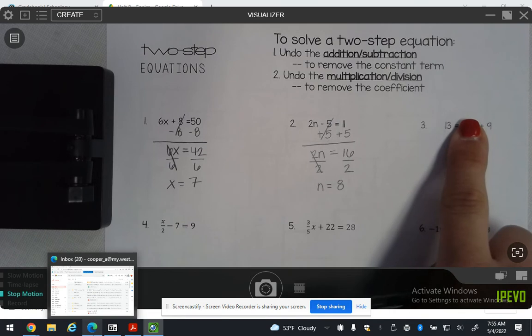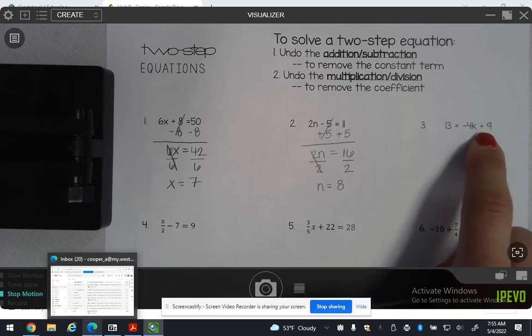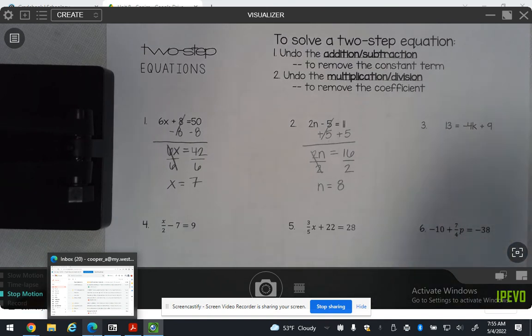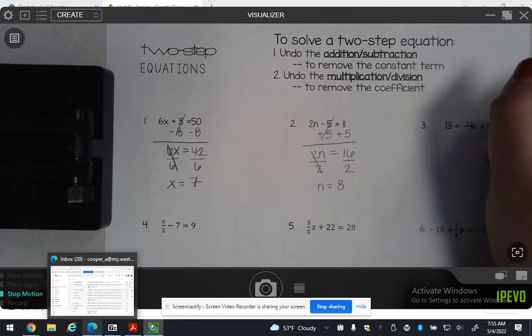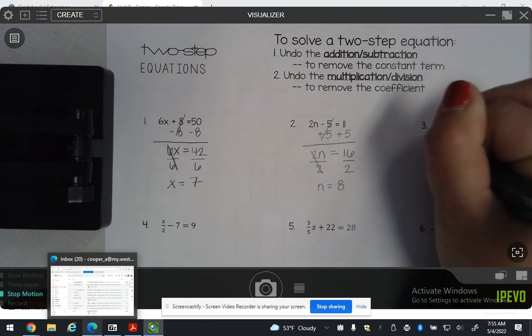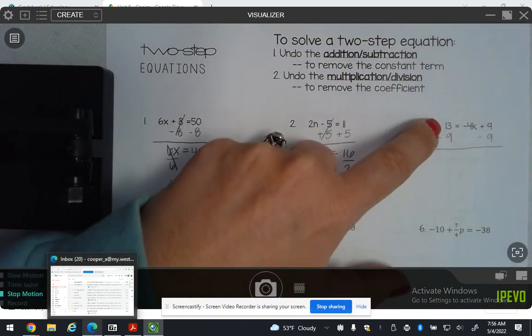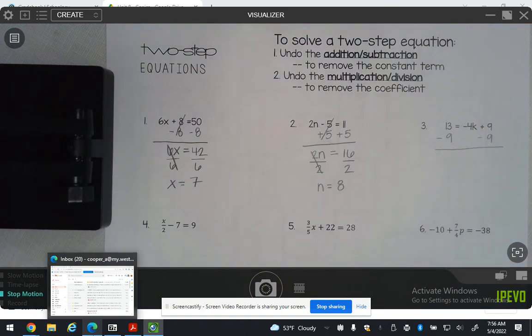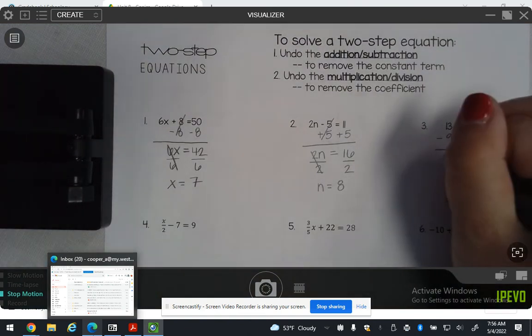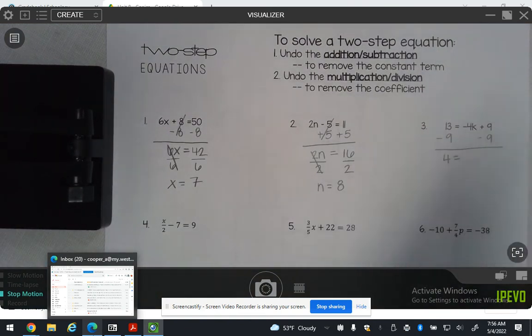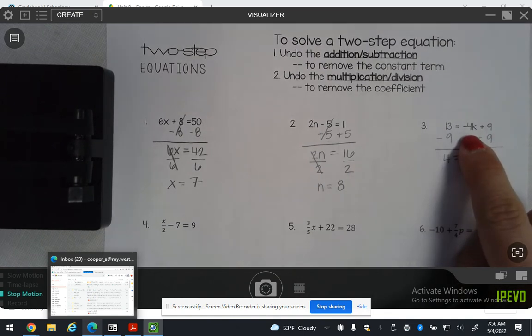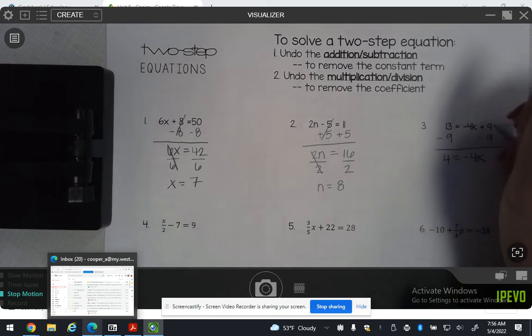What's on the same side as my finger still? Guys, come on. What's on the same side as my finger? The 9. Is that 9 positive or negative? Positive. So to move it, I need to subtract it. Okay. 13 minus 9 is 4. Equal sign comes down. What do I do with the negative 4K? Bring it down. And what happens with the 9s? They cancel.